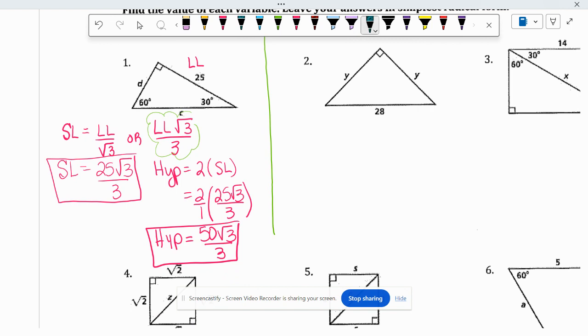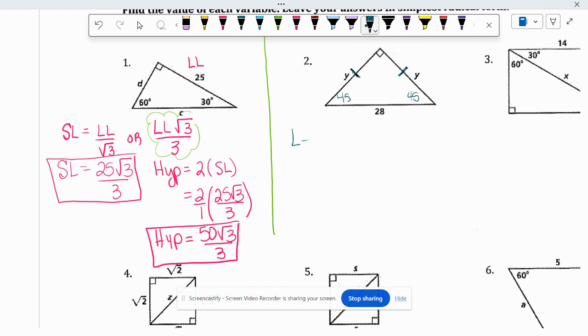What kind of triangle is this next one? What special right triangle? Is it a 30, 60, 90 or 45, 45, 90? What kind of triangle is this? Well, both of these sides are marked as Y, which means that they both have the same measure, which means that they're congruent, which means that these are 45s because the angles are congruent. So this is a 45, 45.